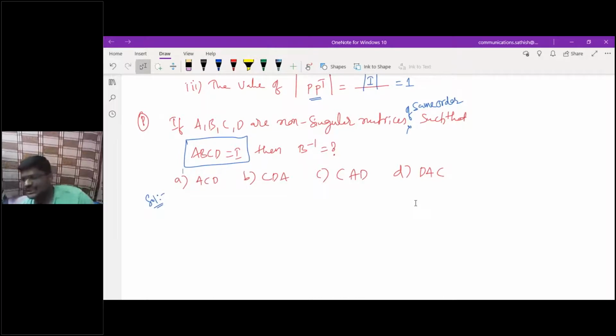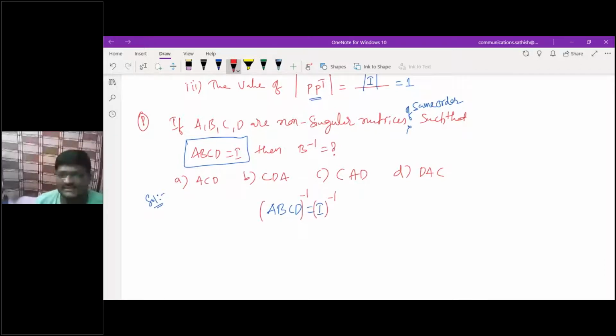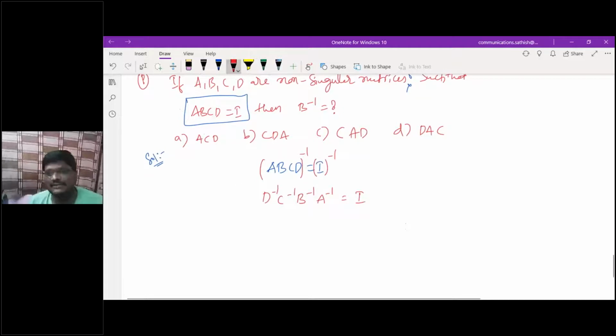Generally the procedure you will follow is: they have given four matrices, ABCD is equivalent to I. So what do I need to apply? The inverse on both sides. If I apply inverse on both sides, (ABCD) inverse is nothing but D inverse, C inverse, B inverse, A inverse. What is the inverse of the identity matrix? If you remember your previous session, you will have the same identity matrix.